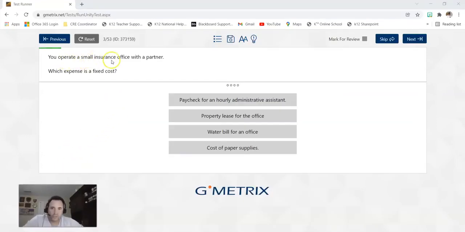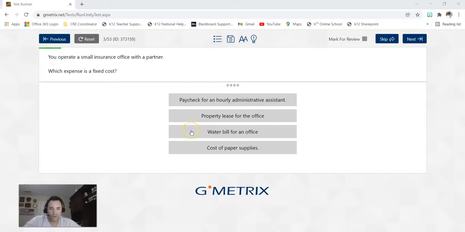You operate a small insurance office with a partner. Which expense is a fixed cost? Fixed cost meaning it is going to be the same every month or every year. Paycheck for an hourly administrative assistant, that is not a fixed cost because an hourly administrative assistant may work 40 hours this week, may work 20 hours next week, so it is not the same. Property lease for an office, usually leases are a year, 2 years, 3 years, 5-year lease. So that cost should be the same year after year.